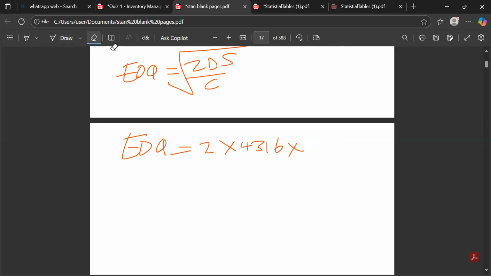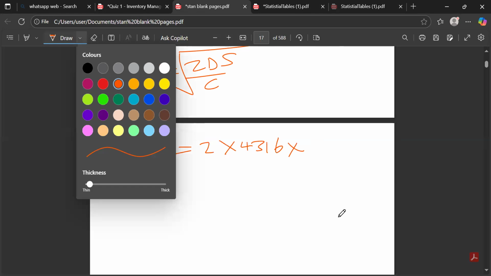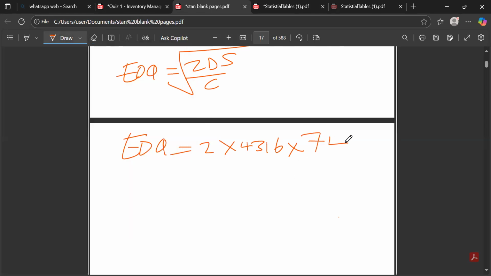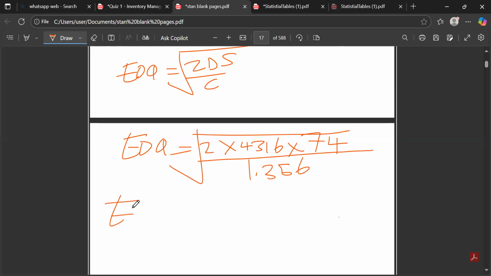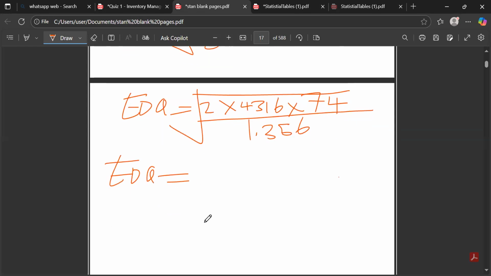over 1.356. Our EOQ will give us what? 2 by 4316 by 74 divided by 1.356, square root. So 686.3. Okay, 686.3.